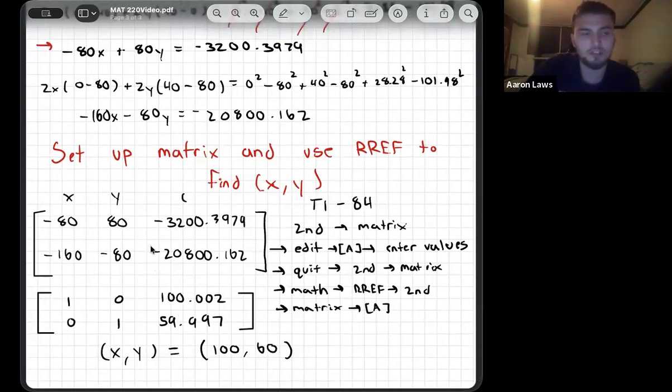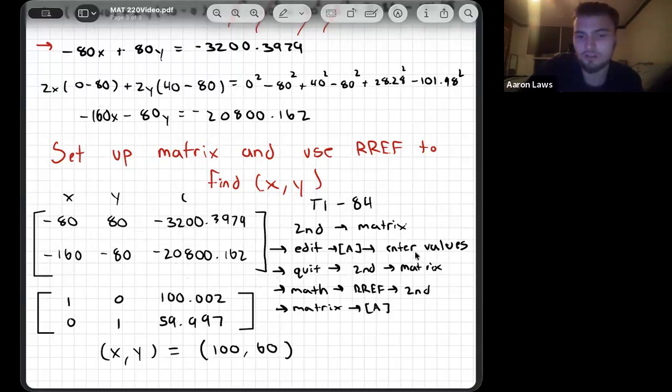This is just an explanation of how I set that up in a TI-84 calculator. What you're going to want to do for that is hit second, matrix, edit. It doesn't particularly have to be matrix A, but in my case it was. You're going to enter the values as they're seen to the left here. First column representing your X terms, second column representing your Y terms, and then your third column representing the constant that your equation is set equal to.